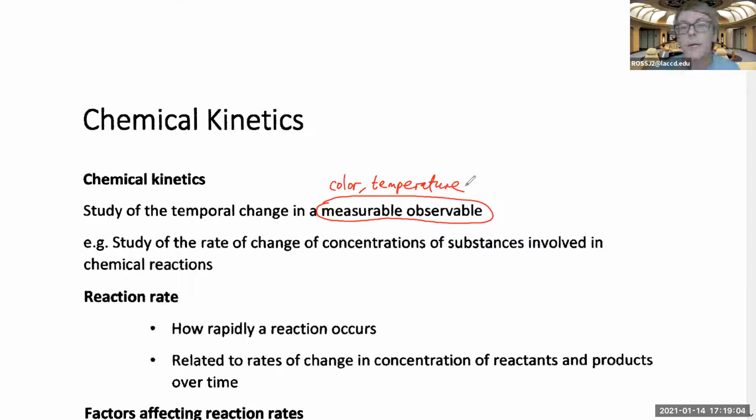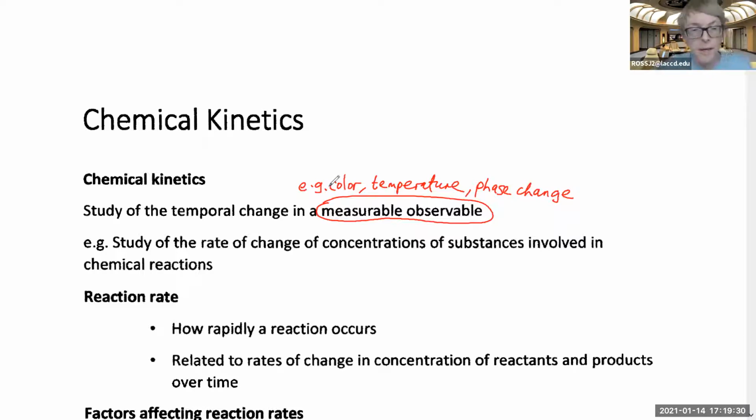It could be a phase change. So you can look at a solid becoming a gas. You can see the solid disappear with time, and you can see the gas evolve with time. So these would be examples of measurable observables. Temporal change just means with time.